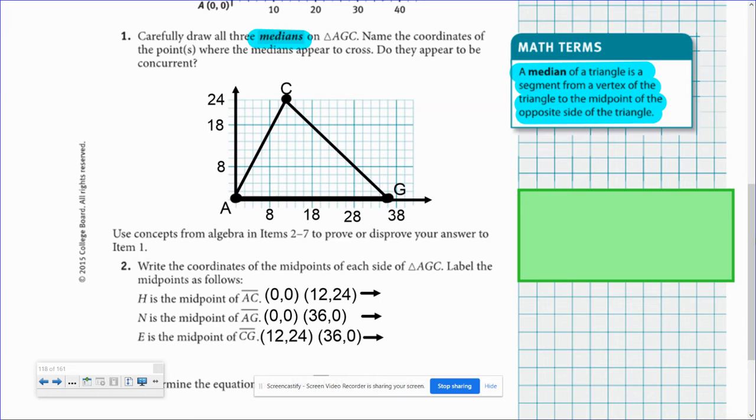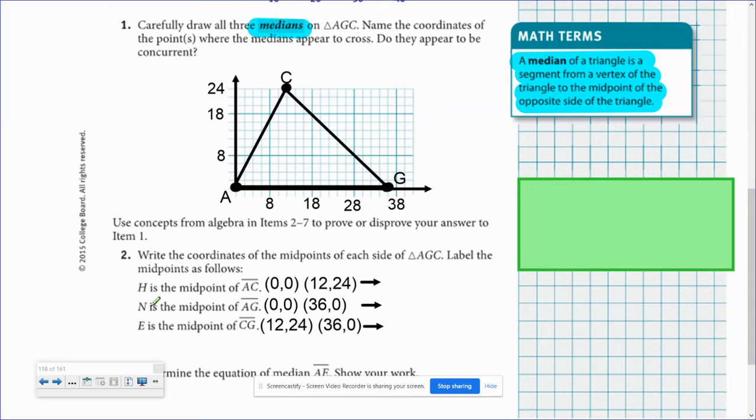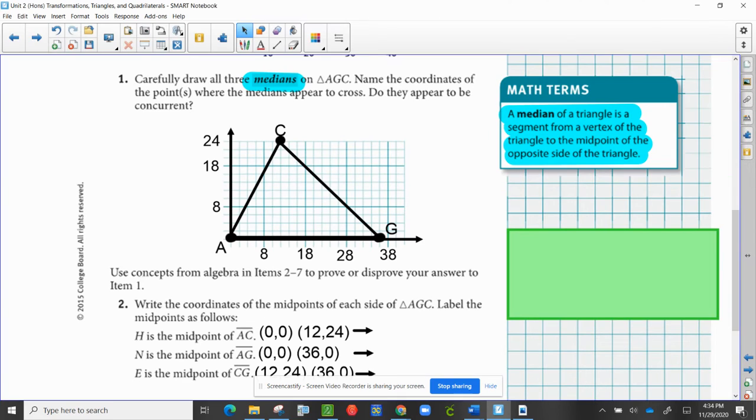Okay, so what we're going to do is start by writing the coordinates of the midpoints for each segment. So we have to find the midpoint of AC, and we're going to call that point H. We're going to find the midpoint of AG, and we're going to call that point N. And then we're going to find the midpoint of CG and call that point E. So I listed the points here for A and C, A and G, and C and G. And we're going to have to find the midpoints of each of those.